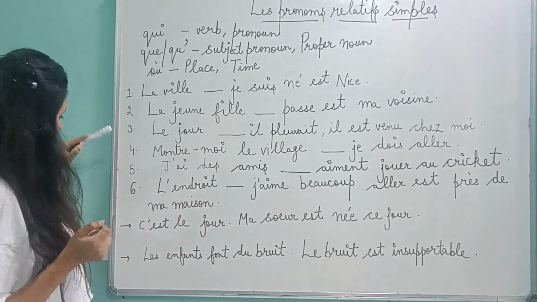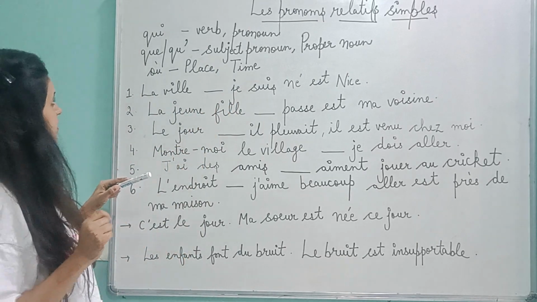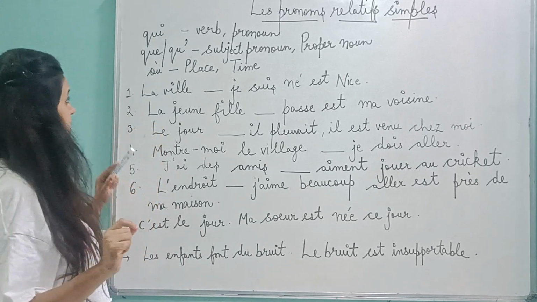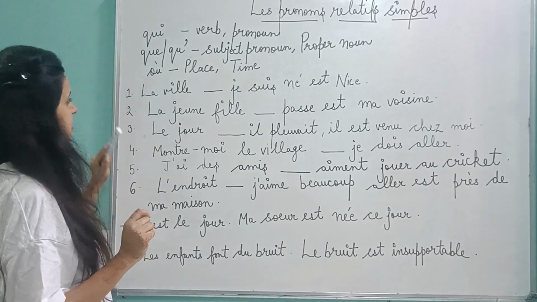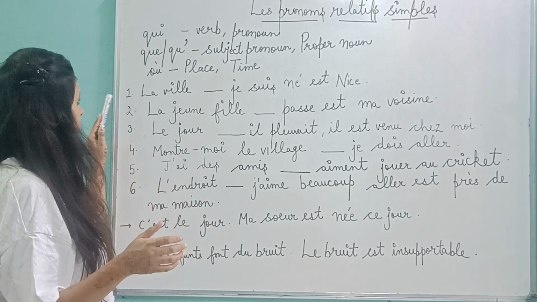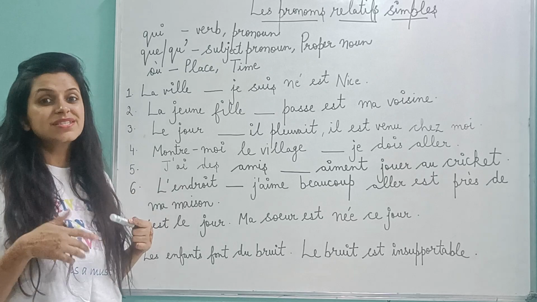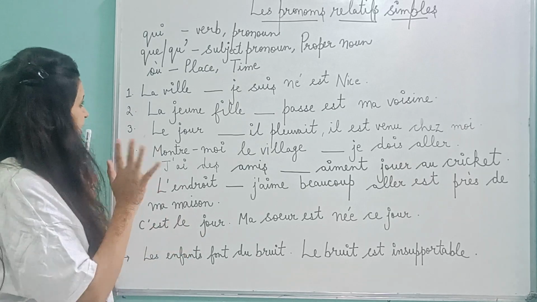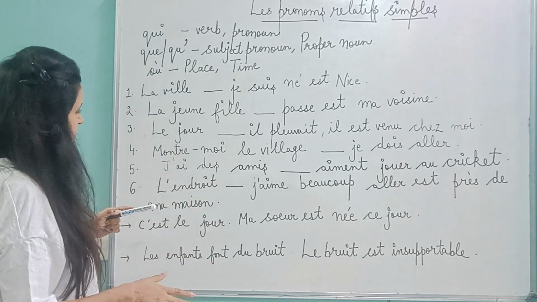So I've also written few sentences here. What you can do is, you can simply note down this. Qui, que, où. Qui is basically which. The translation keeps on changing depending on the sentence. Que is that. Où is where. Okay, so it will keep on changing. So let's start with our sentences.